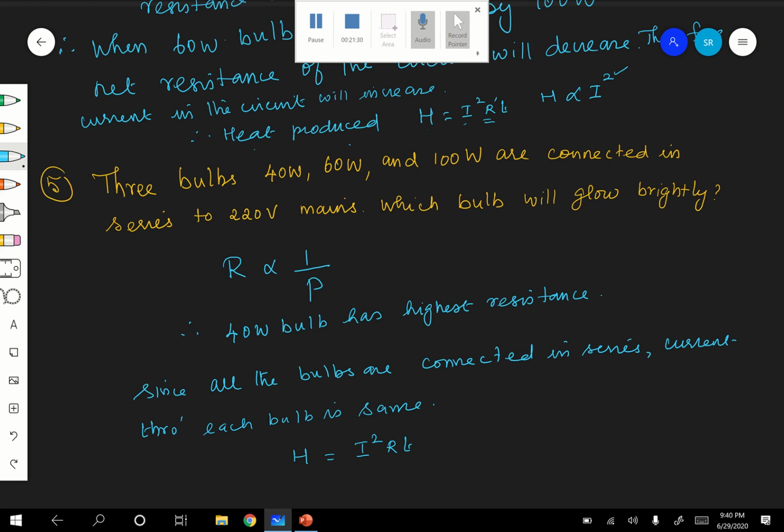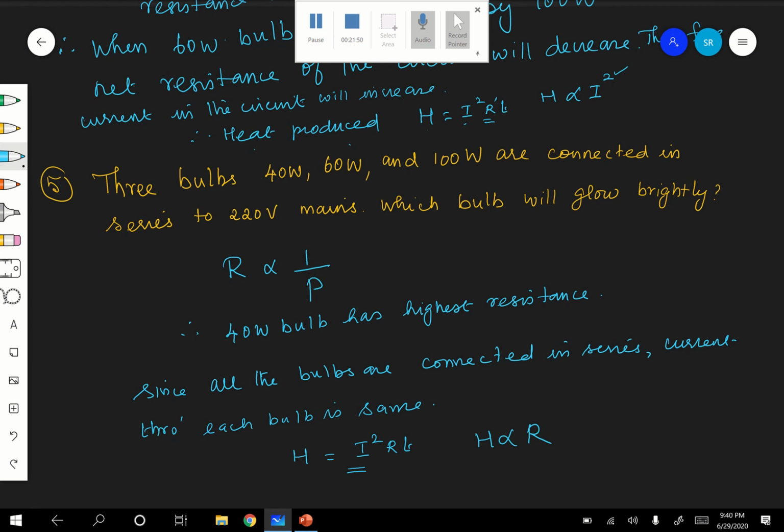Or if in the previous case, you know that here, what is here? I is the same. Why? All the three are connected in series. Therefore, the current through each resistance is the same. Therefore, H is proportional to R.